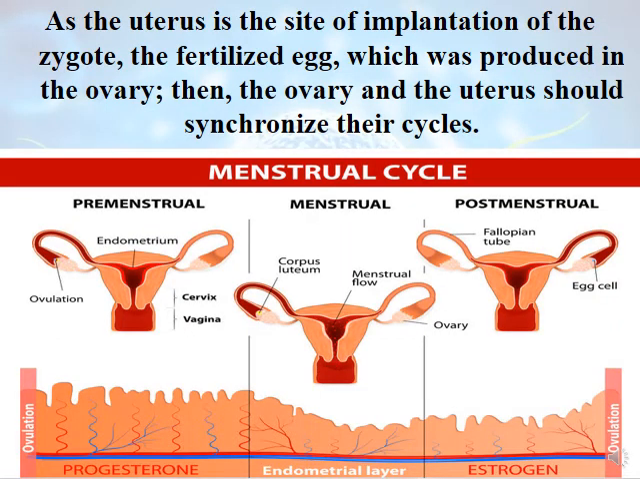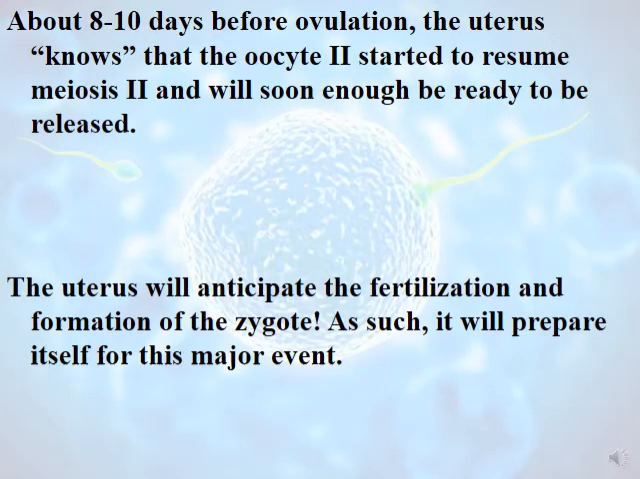As you know, the uterus is the site of the implantation of the zygote, the fertilized egg, which was produced in the ovary. And the ovary and the uterus should synchronize their cycles. So about 8 to 10 days before ovulation, the uterus knew that oocyte 2 started to resume meiosis 2, and soon it will be ready to be released.